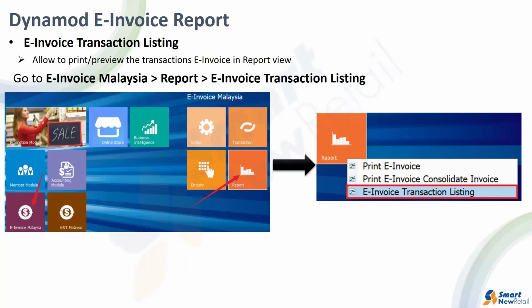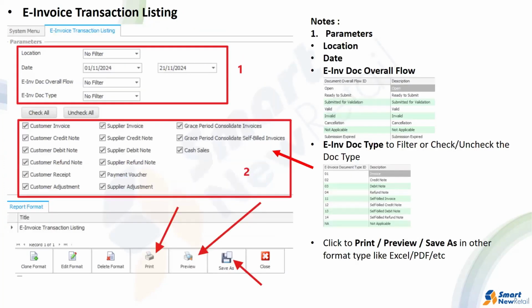So we also have a report for you to preview. You are allowed to print or preview the transaction e-invoice. How to access? We can go to e-invoice Malaysia report and then e-invoice transaction listing. So these are the filtering options. You can filter by location, date.